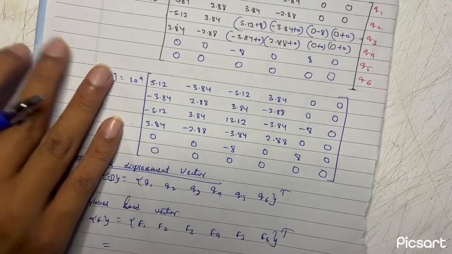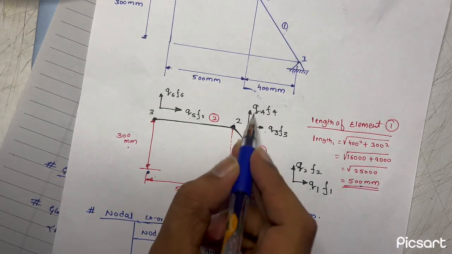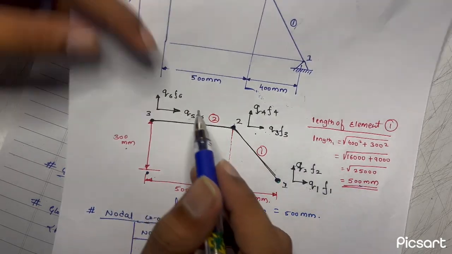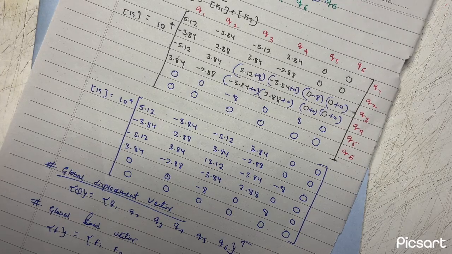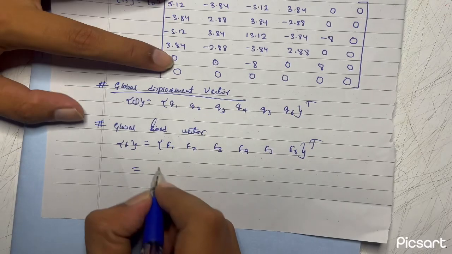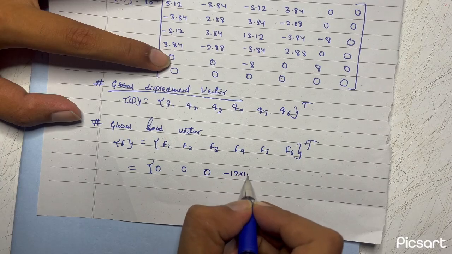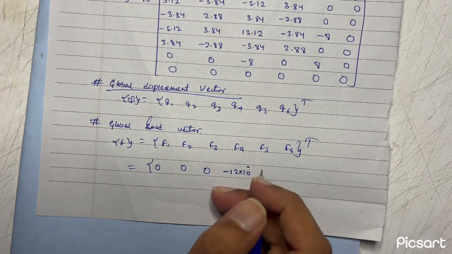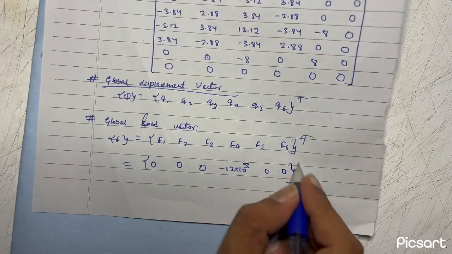Here according to this figure, we have only one force, that is in downward direction here, that is F4. Here F1, F2 0, F3 0, F5, F6 0. Only thing is F4, that is acting downward direction, so we have to write 0, 0, 0, that is minus 12 into 10 raised to 3, 12 kilonewton, 10 raised to 3. Okay, 0, 0, this is transpose.